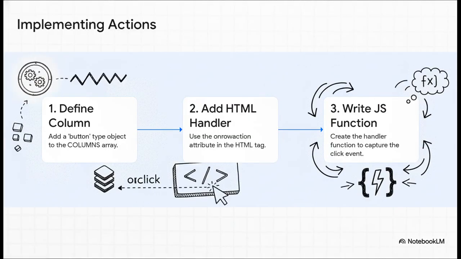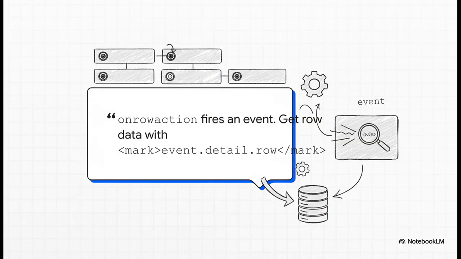Okay, so making that button actually do something is just a simple 3-step recipe. We already did step 1. Now, we just add a handler to our HTML tag and then write the function for it in our JavaScript. The real magic here is the onrowaction handler. When a user clicks one of those buttons, it fires an event. Your JavaScript function catches it, and check this out. Inside event.detail.row, you get the complete data for the specific row that was clicked. This makes it so easy to know exactly which record the user wants to work with.